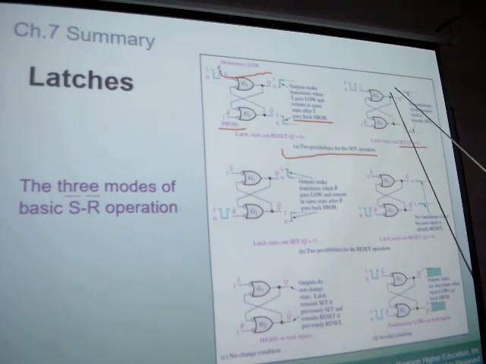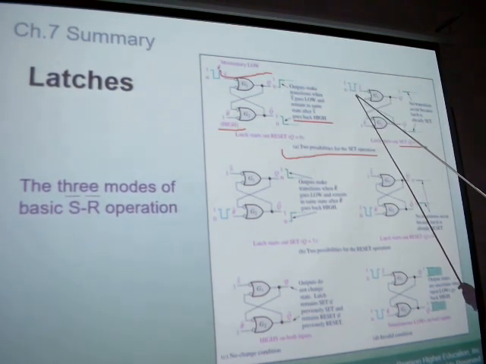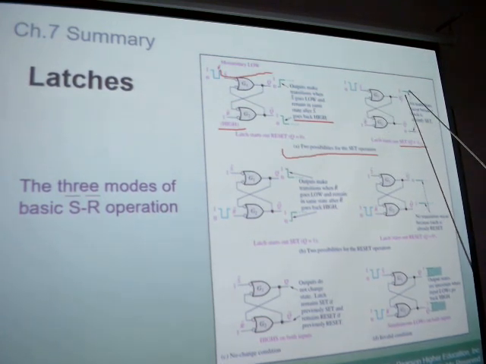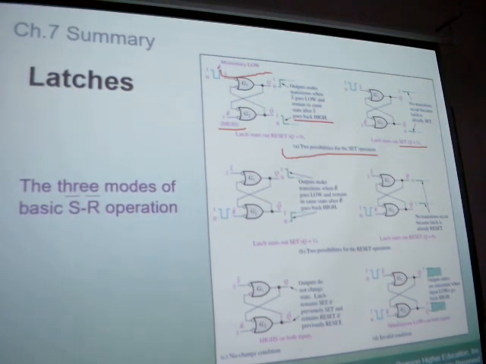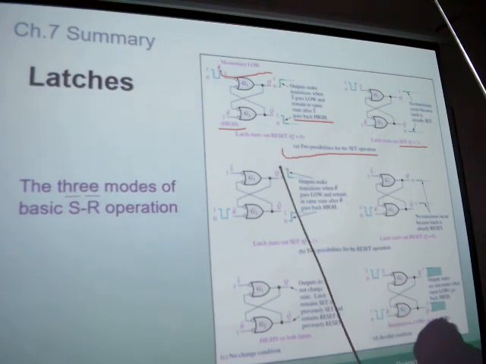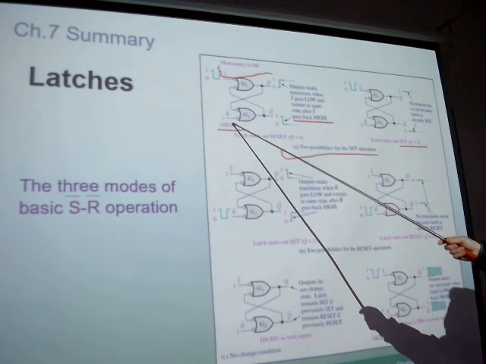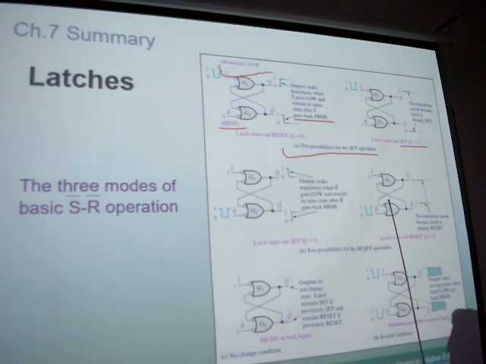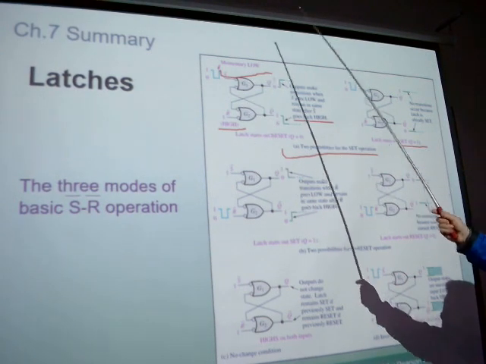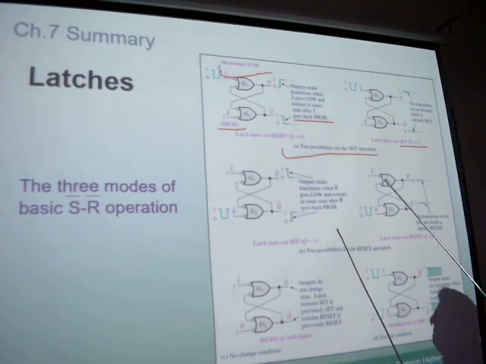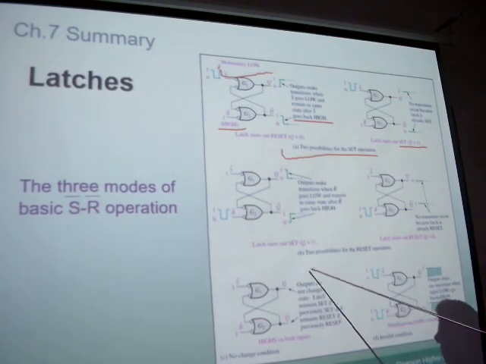Q equals 1. So S bar changed to zero means Q equals 1. And if S bar goes from 0 to 1, then Q stays the same. So 1 will always be retained. We just need to remember that R bar is reset, and zero is the active level. S bar is the set input. Also, zero is the active level.